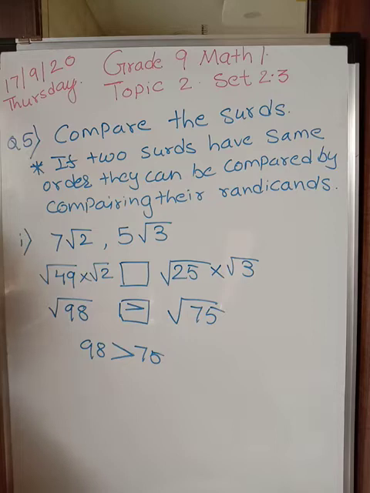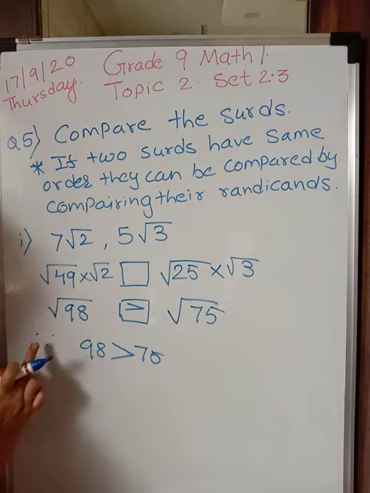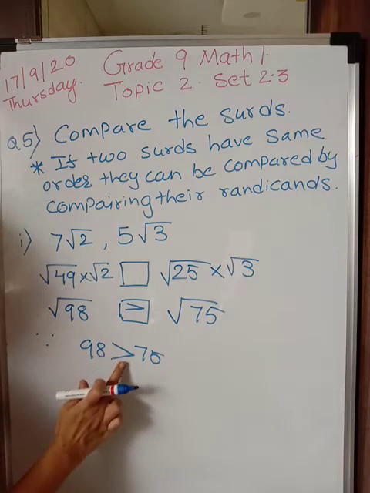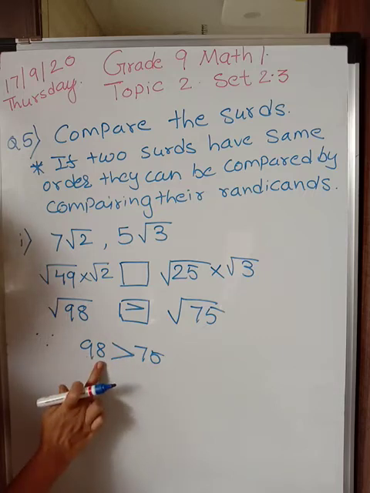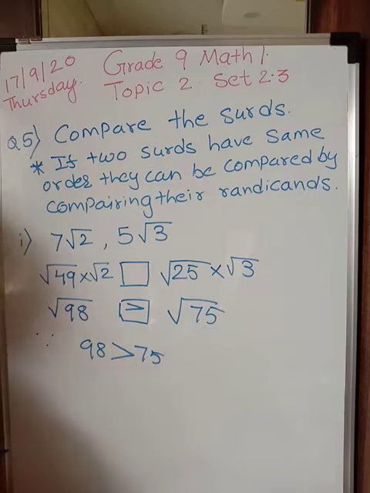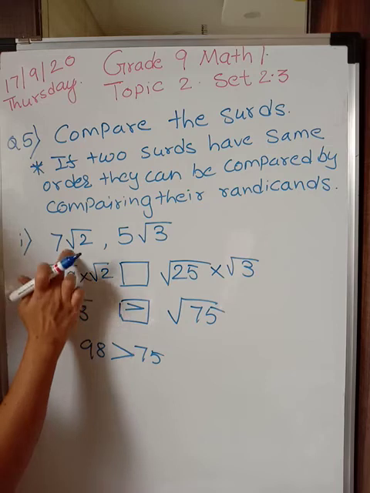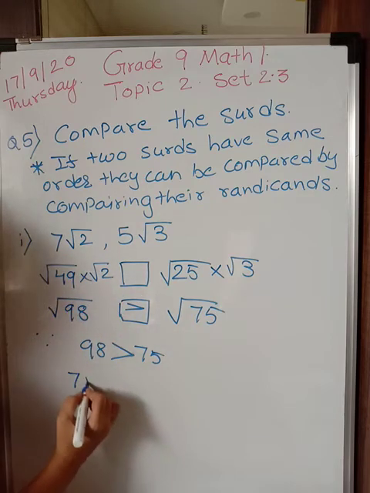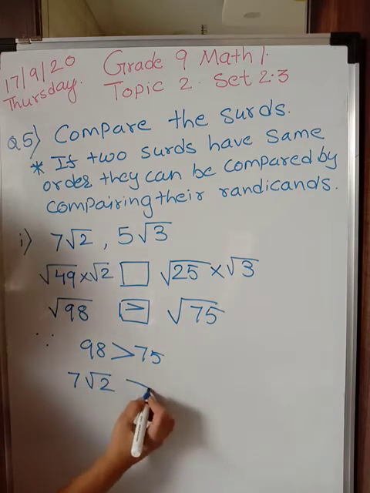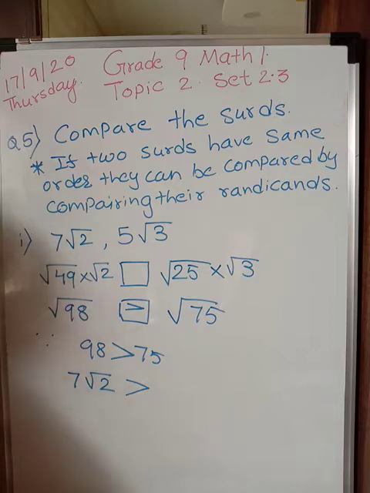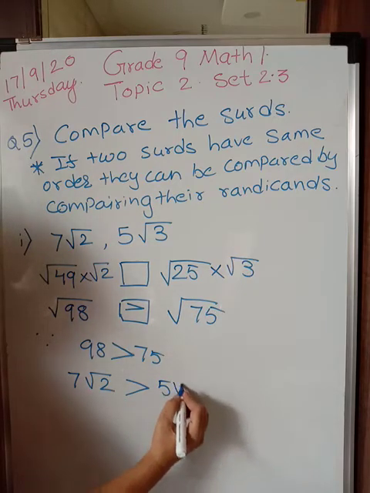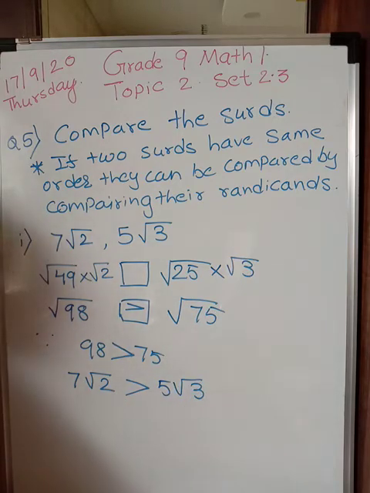Up to here is it clear? Since 98 is greater than 75, therefore root 98 is greater than root 75, and root 98 means this, no? So what should you write? 7 root 2 is obviously greater than 5 root 3. I hope you have understood.